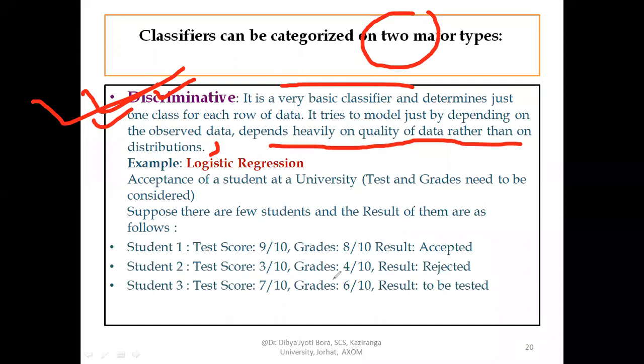A very famous algorithm falling under this discriminative type is logistic regression. Okay, logistic regression is what? A discriminative type, and here we try to determine the class label for each row. And about this, we'll discuss in the next class in detail.